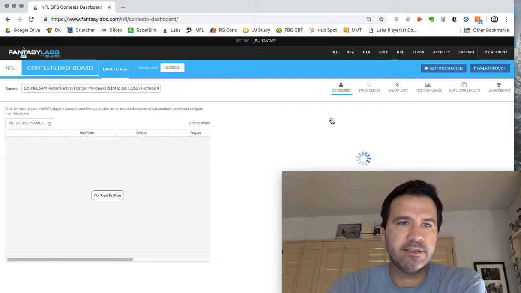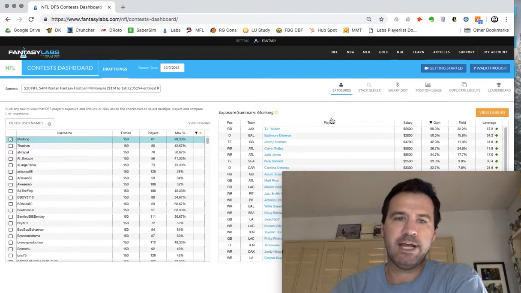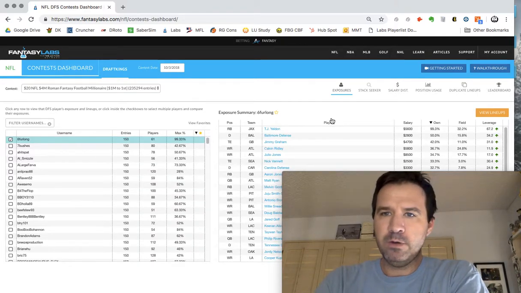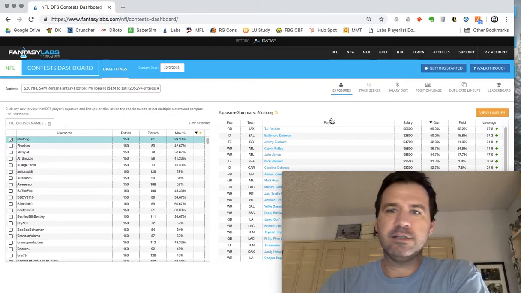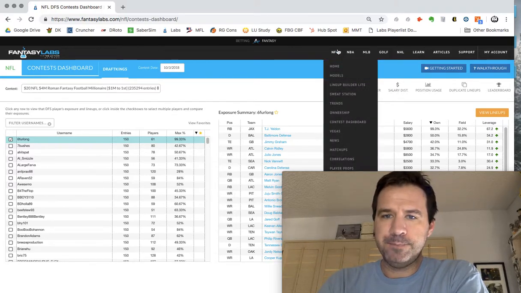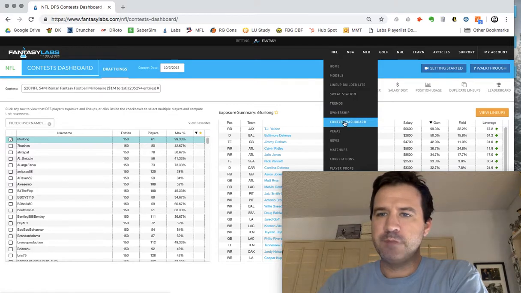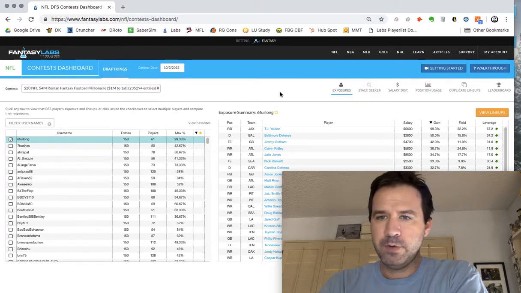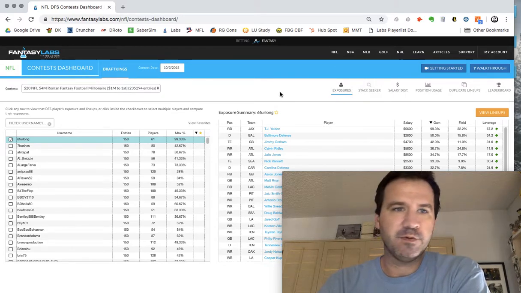And again, this site has way more stuff than I could use, but one of the things that I do use is this contest dashboard. I think that's pretty much all that I use here: the models, the projections, and the contest dashboard. But I highly encourage you to sign up, dig in, and learn your way around. But we'll walk through what we can use the contest dashboard for.